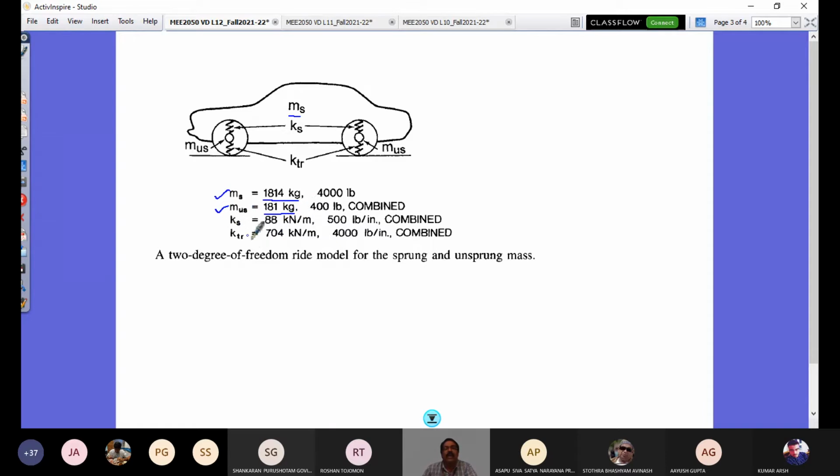And you look at here, interestingly, this mass is one order more. That's what I was telling. It is 181 kgs, whereas this mass is this. The total weight is, of course, this combined mass. And similarly, you see here, Ks is the suspension stiffness, and Ktr is the tire stiffness. So the tire is so stiff compared to the spring of your suspension. It is one order higher, you can see.